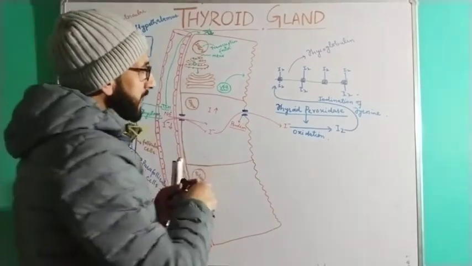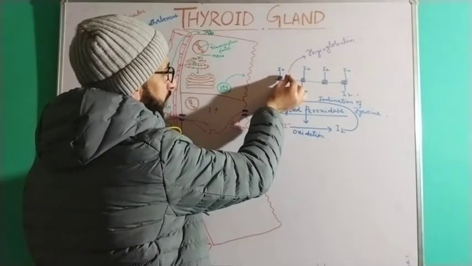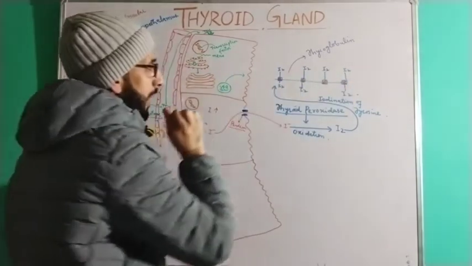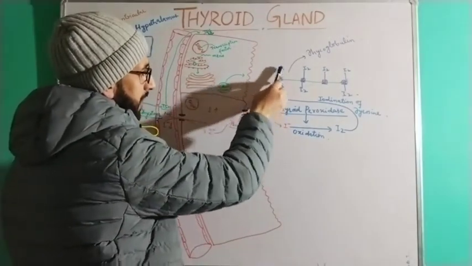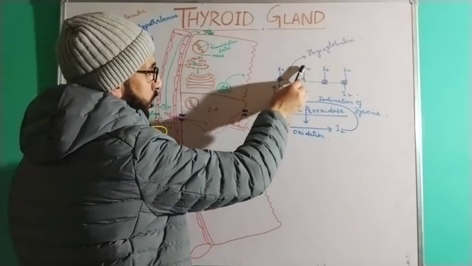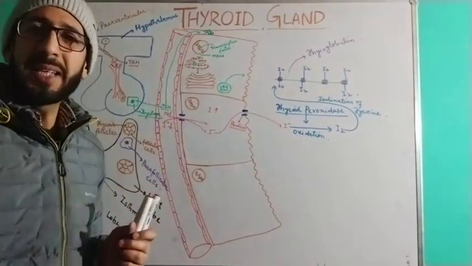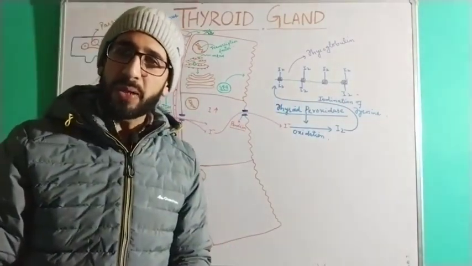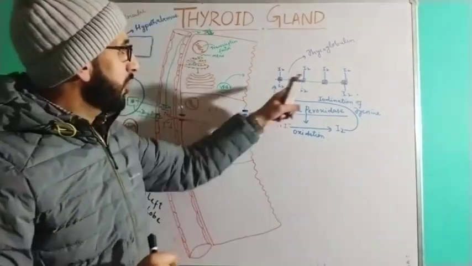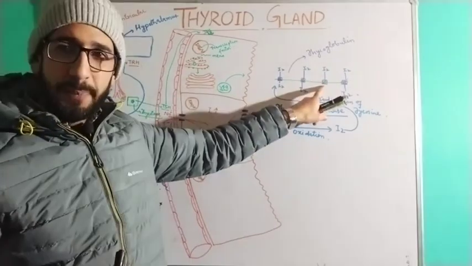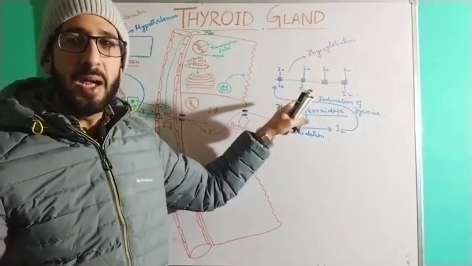Okay, now what happens is that it binds these two tyrosine amino acids together, and it binds these two amino acids together. Okay, now we can see here there are two iodine which are bound to this tyrosine amino acid. There are two bound here. There is only one bound here. There are two bound here. Right? It can be one iodine bound to tyrosine, or it can be two bound to tyrosine. When it is one, that will be called monoiodotyrosine, and if it is two iodine bound to tyrosine, that will be called diiodotyrosine.